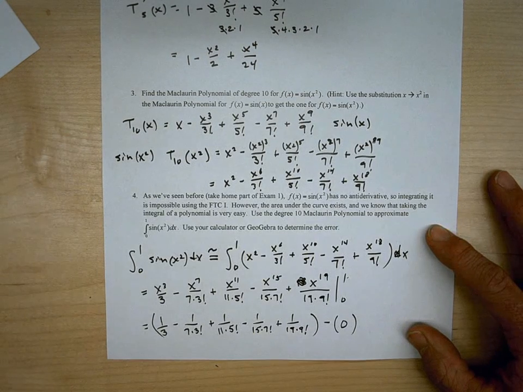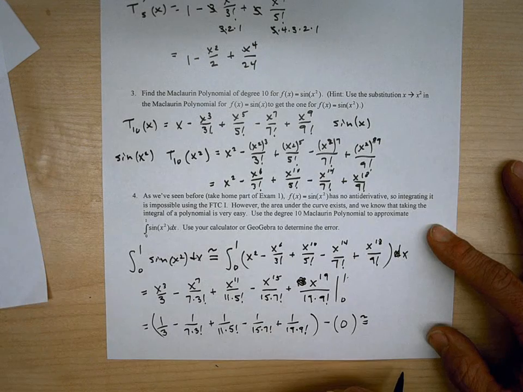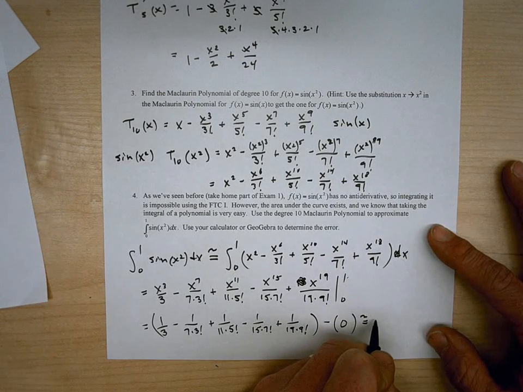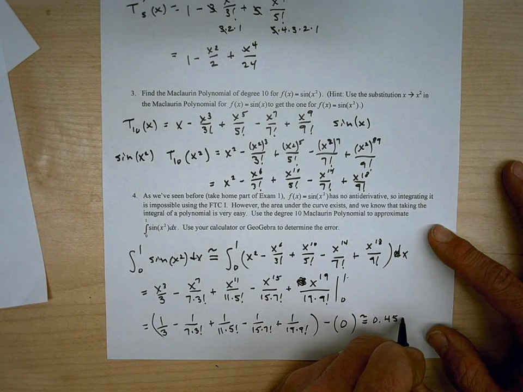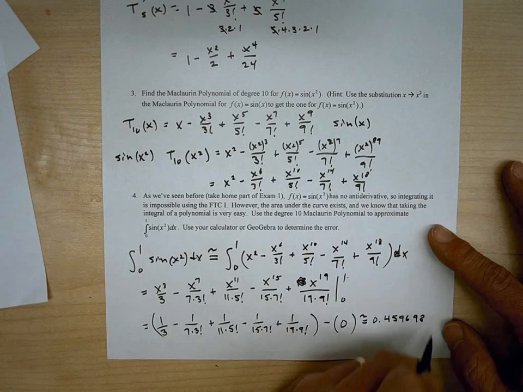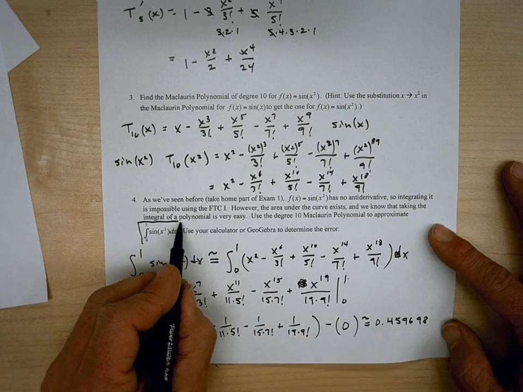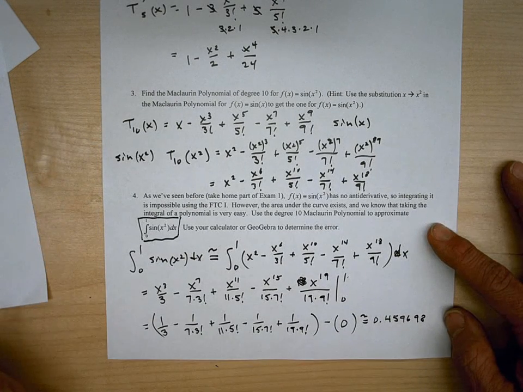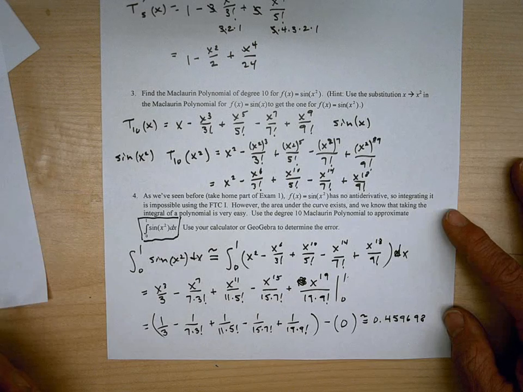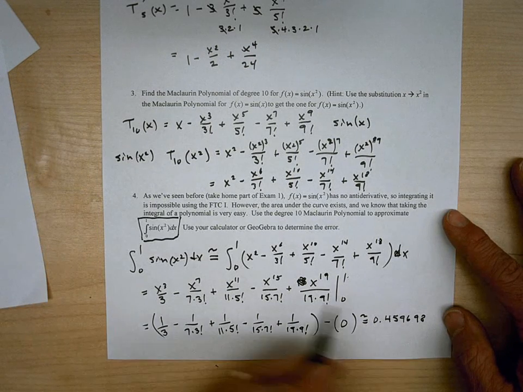All right, so what I get here, I actually did this in GeoGebra. You get approximately 0.45968. And then you can also do this same integral in GeoGebra and find the difference. Now I had to take it out to like 15 places of accuracy in GeoGebra, because actually these digits were the same. All of them were the same for this.